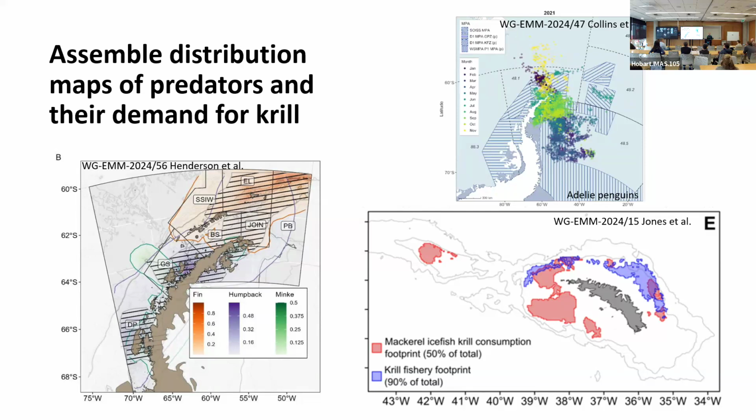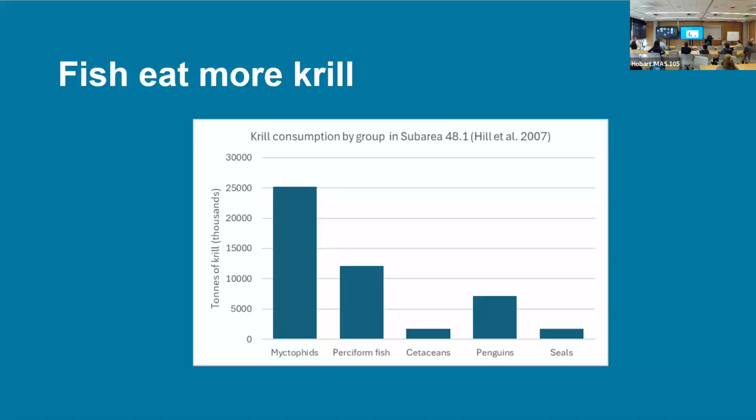And we've got some information to do that with already. It's historical information, but we need more updated information. And we also need it for new species. For example, there's this paper from 2007. It's the only one I'm aware of that's done the math, but that estimated that the total krill consumption demand by fish, so myctophids and notothenioid fish combined, is more than all the krill consumption for whales, seals, penguins combined.